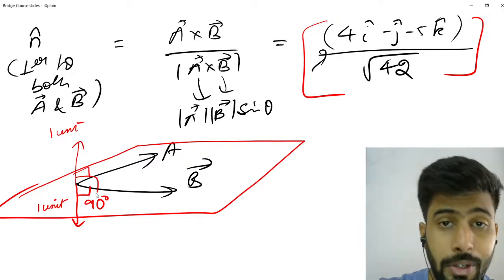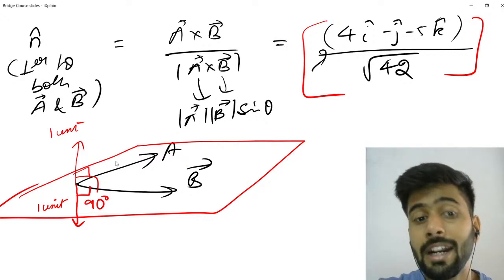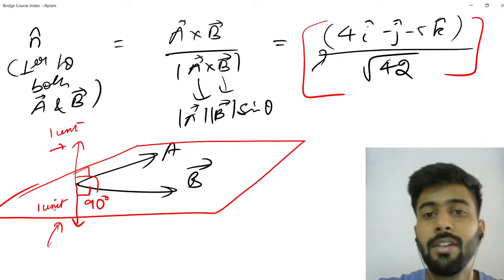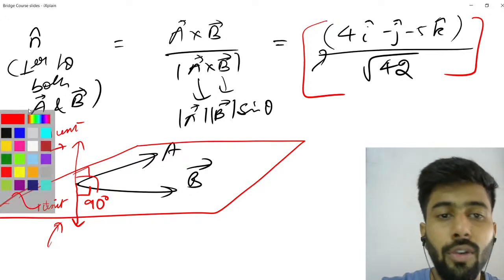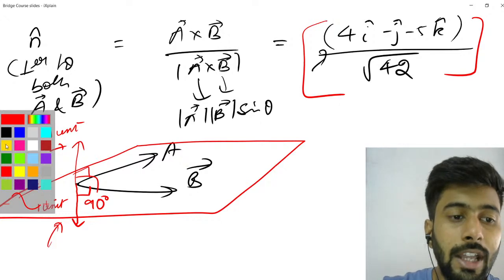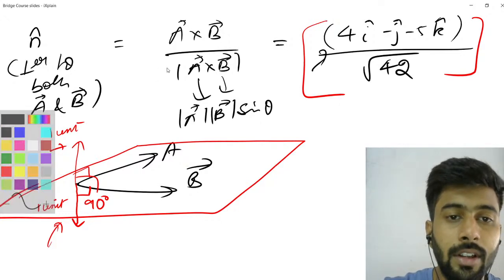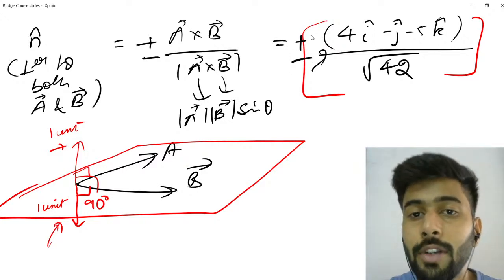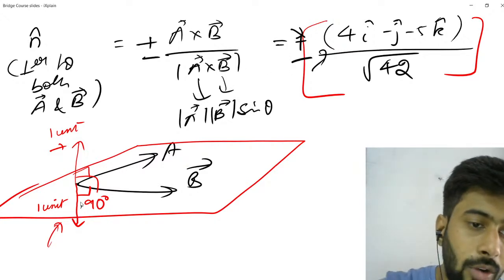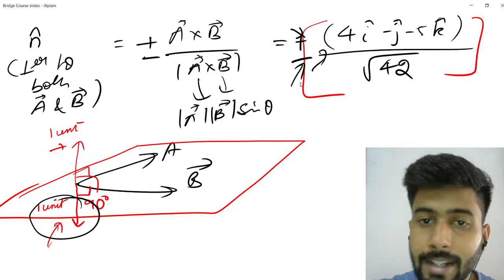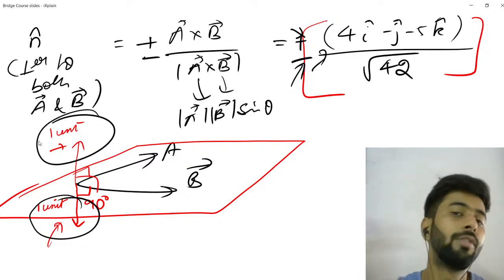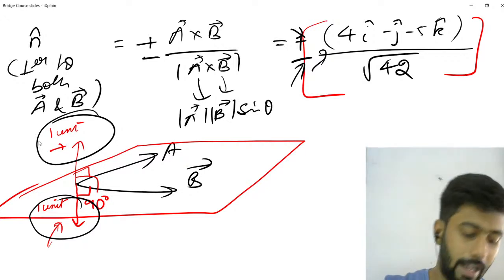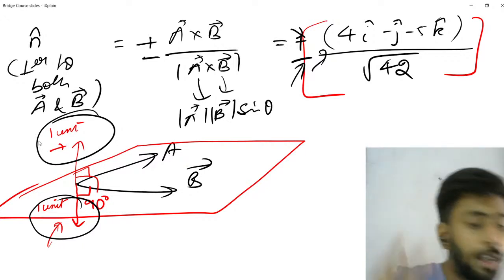Question has never told you that you are supposed to find only that vector which is pointing down. Both of these can be your answer. So your actual full correct answer is you should take plus or minus of this. Because when you take plus, then you're taking the down vector. And when you take minus, then you're taking the up vector. So if you write plus or minus, then you're incorporating both up and down. And that is your total correct answer.